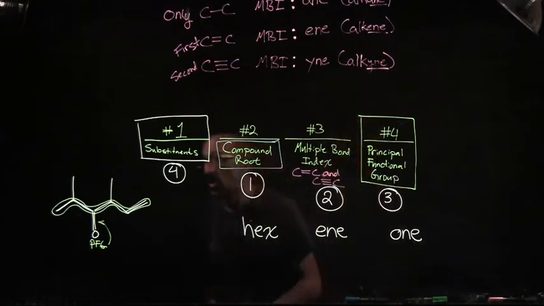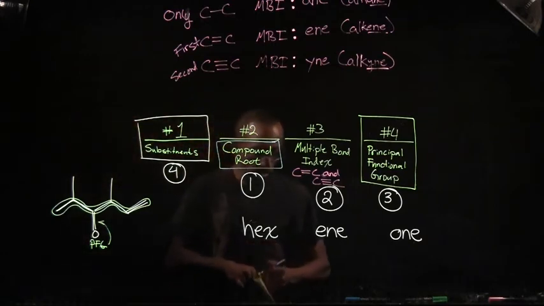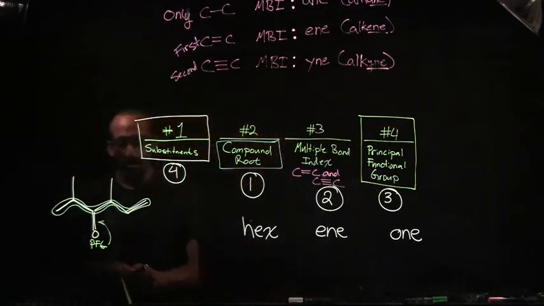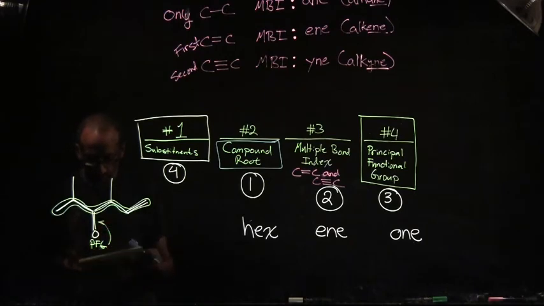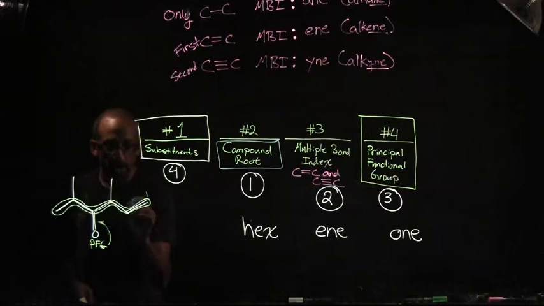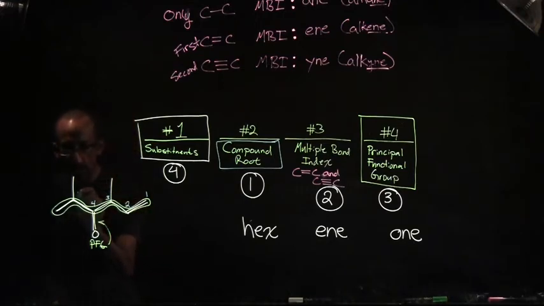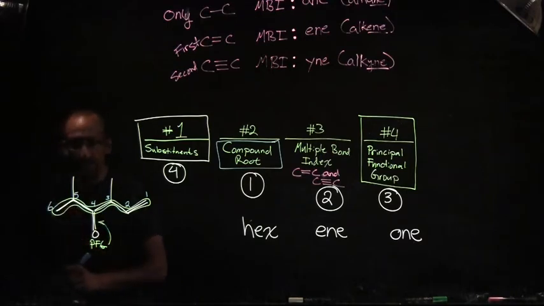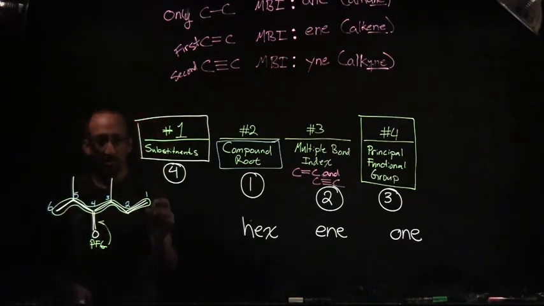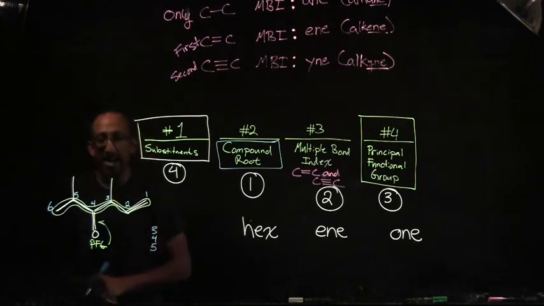So we have two directions that we can number this compound. We can start from the double bond side, at which point we have 1, 2, 3, 4, 5, 6. That means we would have numbering in our compound at positions 3, 4, and 5.